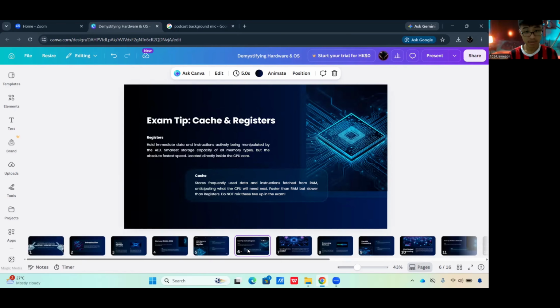So here's an example tip. Cache and registers. You have to know the difference because they are very, very important. Registers hold data and instructions that are actively being used by the ALU, and they have the smallest capacity of all memory types, but the absolute fastest speed. But cache stores the frequently used data and instructions that are fetched from the RAM. It will anticipate what the CPU will need next. It's faster than RAM, but slower than the registers. So it's good not to mix these two up, otherwise you'll be losing marks.